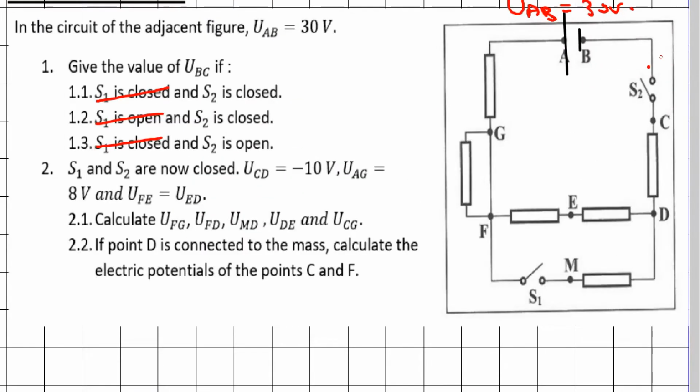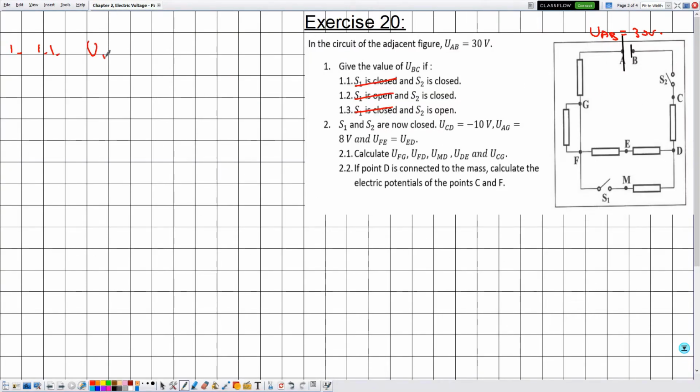Now if S2 is closed, then simply UBC is equal to 0, and the reason is given by close the switch, or the voltage across a closed switch is 0 because it acts as a connecting wire. If S2 is closed, then UBC is equal to 0, close the switch.